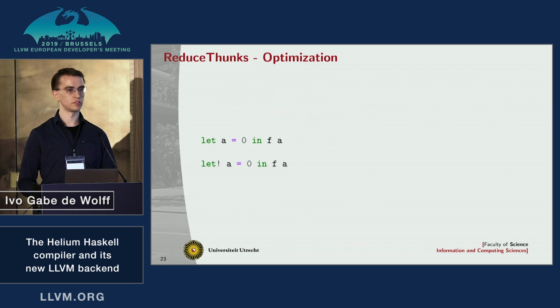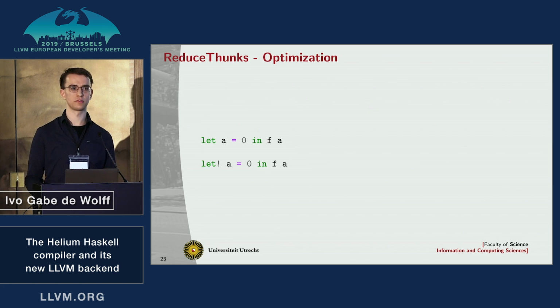Then we have a rather simple pass called reducedthunks, which will try to reduce the number of thunks that we create by eagerly evaluating some very cheap expressions, like a literal or a constructor. There's not much sense in putting them in a thunk.